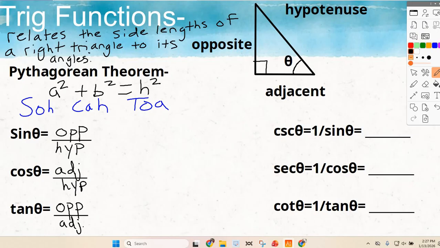Now, there's actually 6 trig functions. In lower grades, we tend to focus on the first 3, which is sine, cosine, and tangent, but we do have 3 more. And those are what we call our reciprocal functions. What does it mean to be a reciprocal? Opposite, specifically the opposite of a fraction, yes? So I'm going to be flipping a fraction. So we call these cosecant, secant, and cotangent. And those are the reciprocals, or in other words, 1 divided by sine, cosine, and tangent.